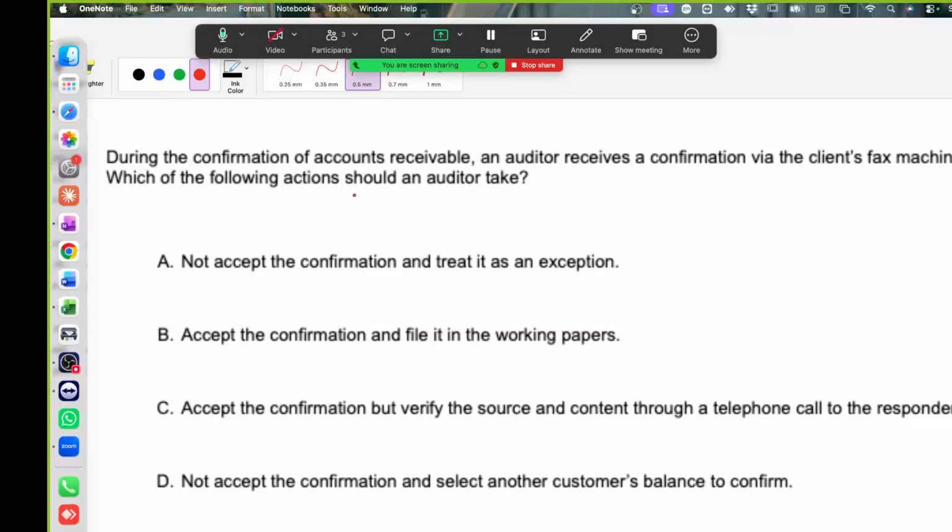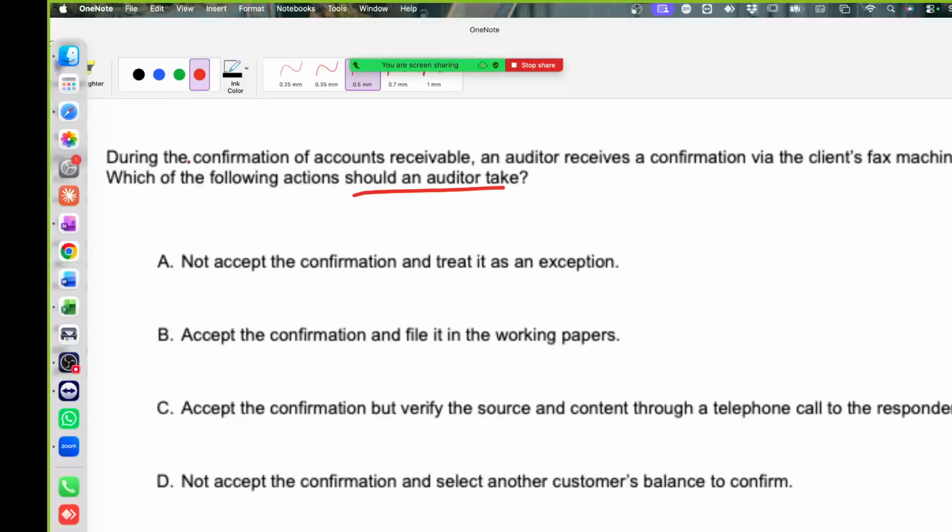Which of the following should the auditor take? During the confirmation of AR, the auditor receives a confirmation via the client's fax machine.